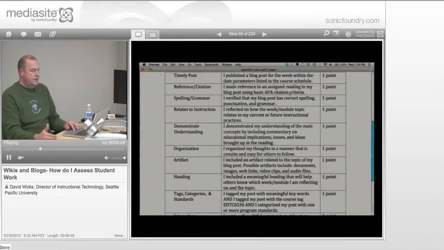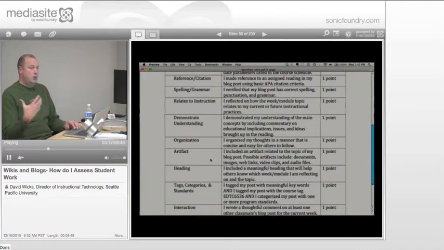So anything that they post where they're referring to an article that we've read, I want them to use an APA citation and include that with it. Spelling and grammar are important. I want them to relate it to their instruction. How does what they're discussing impact their teaching? I want them to demonstrate that they understand it. Explain why you know what you know about this topic. They've organized their thoughts. They've included an artifact. I want them to include a picture, a video clip. It doesn't have to necessarily be their own work, but there's something else they're including besides the reflection for me.